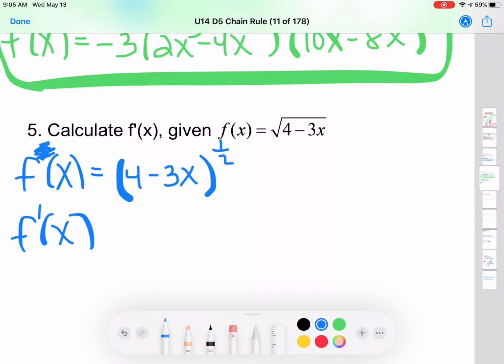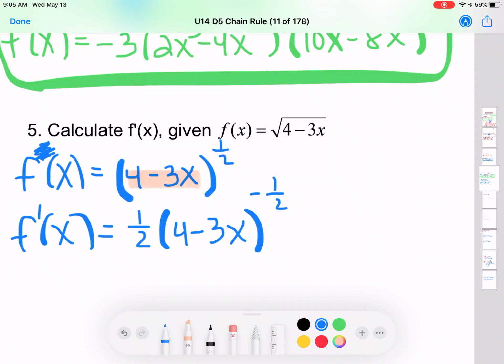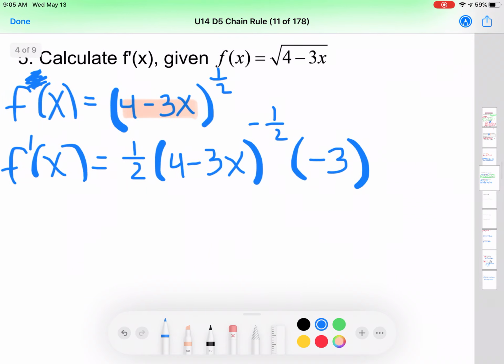Okay. So the derivative is, here we go, derivative of the outside, 1/2 times 4 minus 3x, decrease the power by 1, and now multiply by the derivative of the inside. Derivative of 4 is 0, right? Derivative of a constant. Derivative of negative 3x is just negative 3. Okay, this guy, your teacher might say things like radical form. So we are going to have to fix this guy up a little tiny bit.